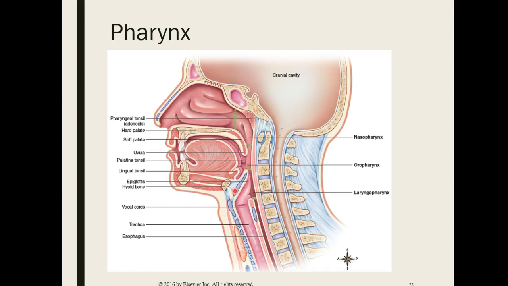One thing to note is the larynx doesn't really play a role in the passageway of food, but the epiglottis, which is a component of the larynx, plays a huge role because when we swallow, it closes this section off so we're not getting any food in the trachea and then down into the lungs.